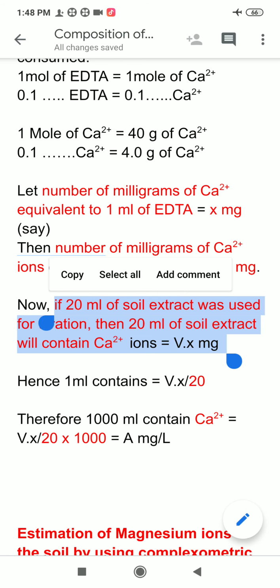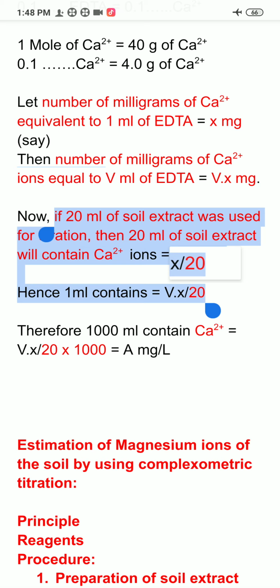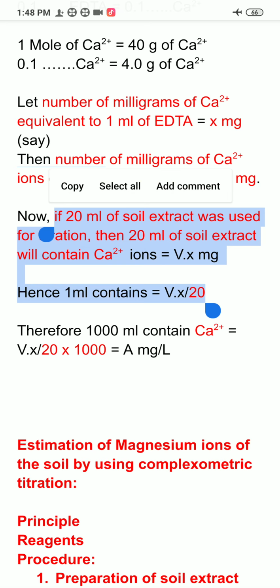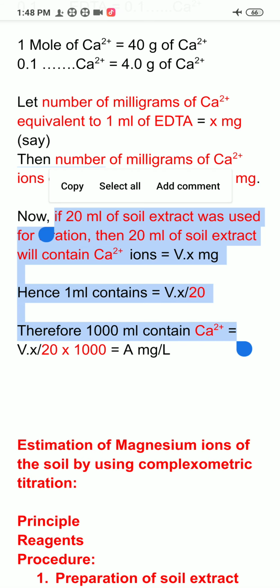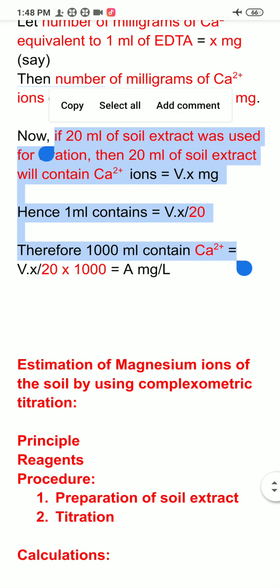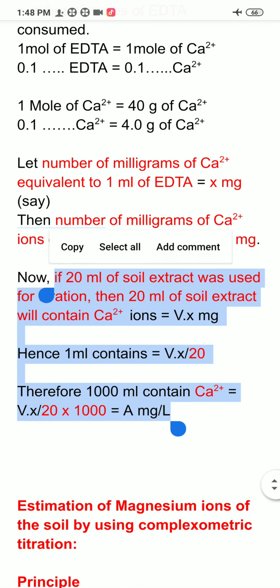Therefore I can say that 1 ml will contain Vx by 20. So as we represent the strength per liter, therefore 1000 ml contain calcium equal to Vx by 20 into 1000. So we will get the result in milligrams per liter, and let it come out to be equal to A milligrams per liter. So this is how you can calculate the amount of calcium present in the soil.